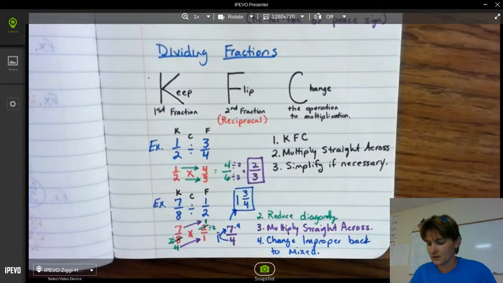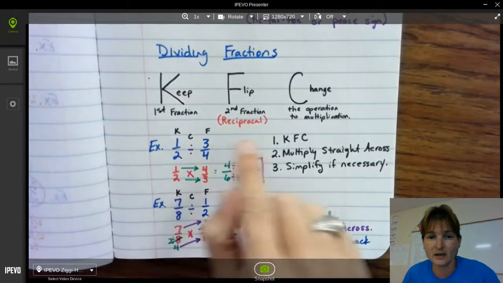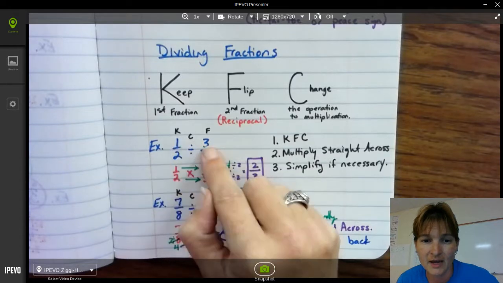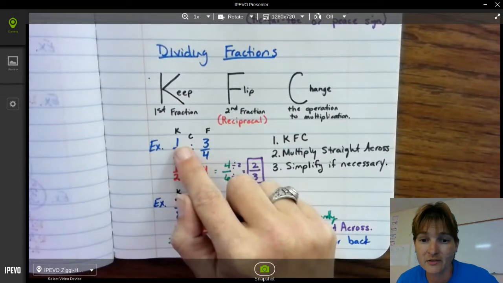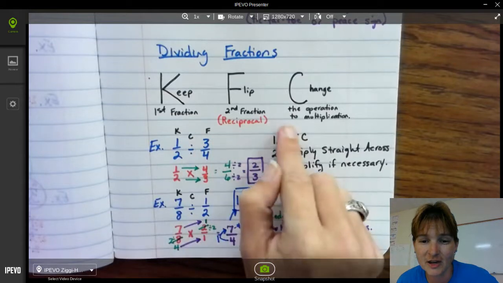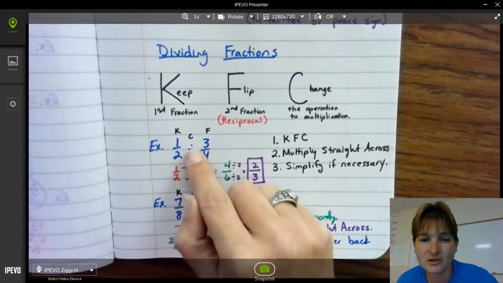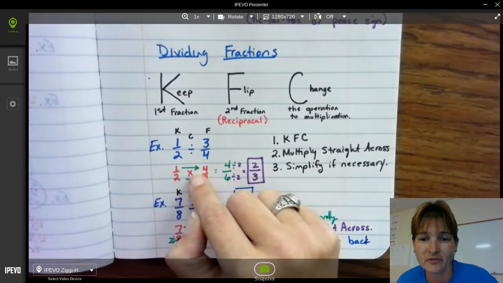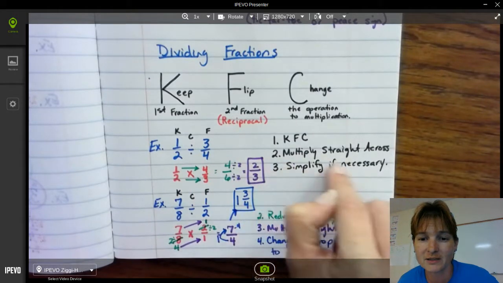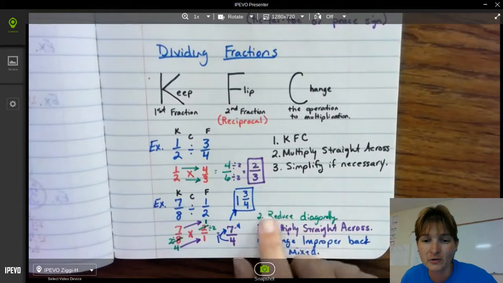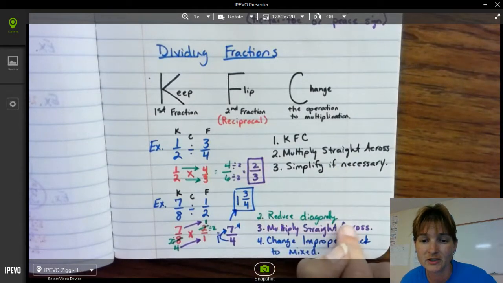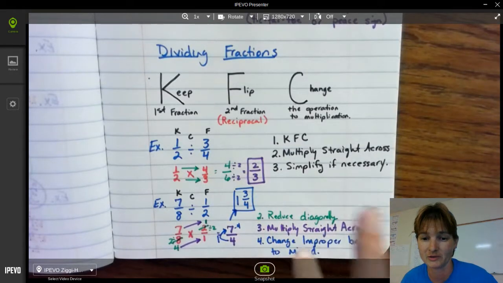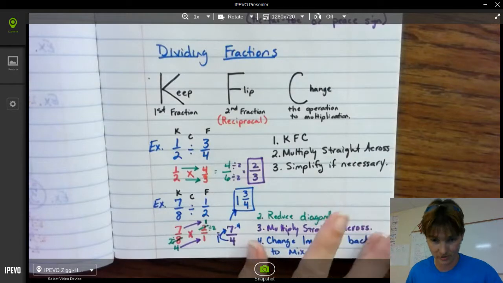All right. So that's simply dividing with fractions. When you have division, you use the KFC method, Kentucky Fried Chicken if you want, keep, flip, change. Okay, once you change this operation into multiplication because you've kept the first fraction and flipped the second fraction, multiply straight across, then simplify. Or you can reduce diagonally first, then multiply straight across. If you end up with an improper fraction, make sure you change it back to a mixed number or change it into a mixed number.